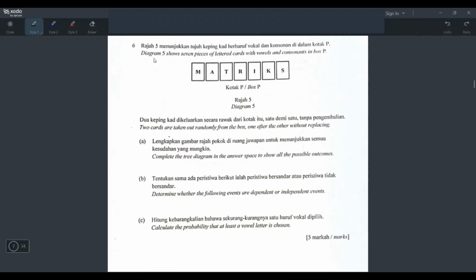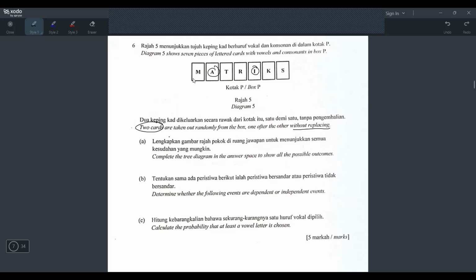Okay, I think this is probability. Number 6. Diagram 5 shows 7 pieces of letter cards with vowels and consonants in box P. So which ones are vowels? A, I, and then the rest, N, T, R, are all consonants. Two cards are taken out randomly from the box, one after another, without replacing. So we are taking 2 cards, one by one.